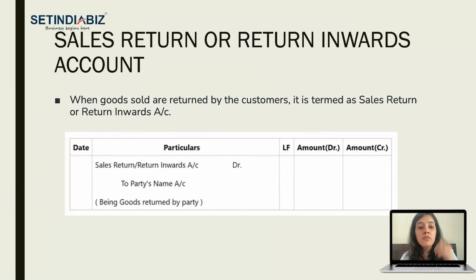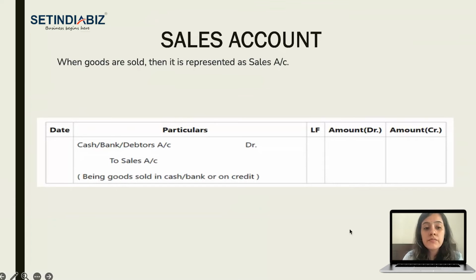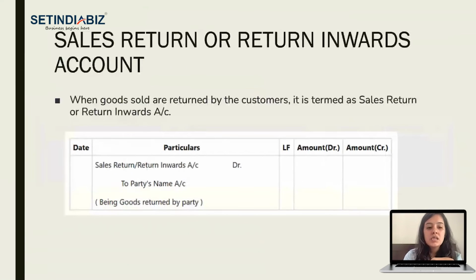So whenever we had a sales transaction, it was debtors account debited to sales. Now this entry will be reversed. Sales return or return inward account debited to debtors account, right? Sales return or return inward account debited to party's name. Party's name is the debtor.